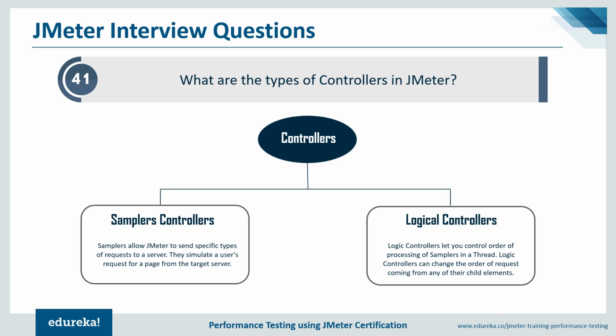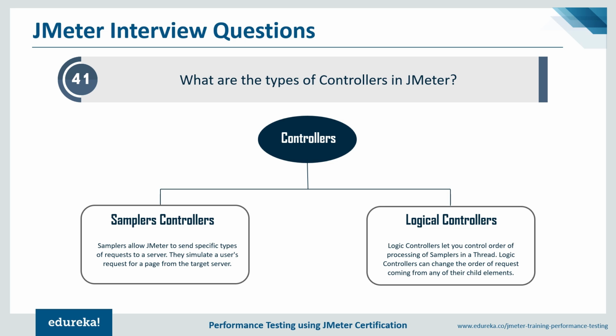Samplers allow JMeter to send specific types of requests to a server. They basically simulate a user's request for a page from the target server. For example, you can add an HTTP request sampler if you need to perform a POST, GET, or DELETE on an HTTP service. Next up are the logical controllers.